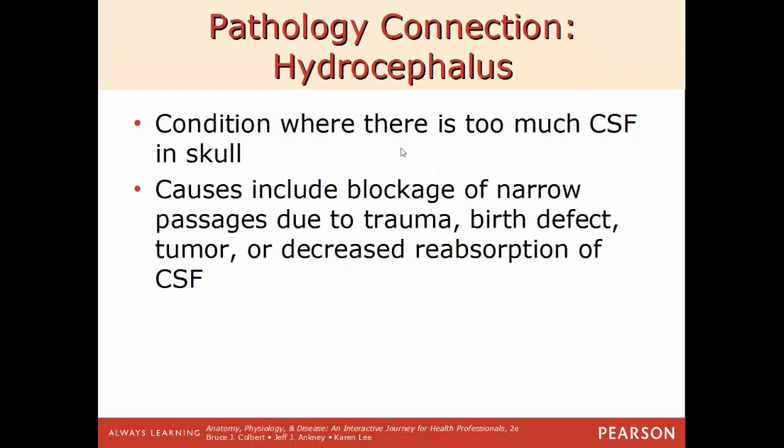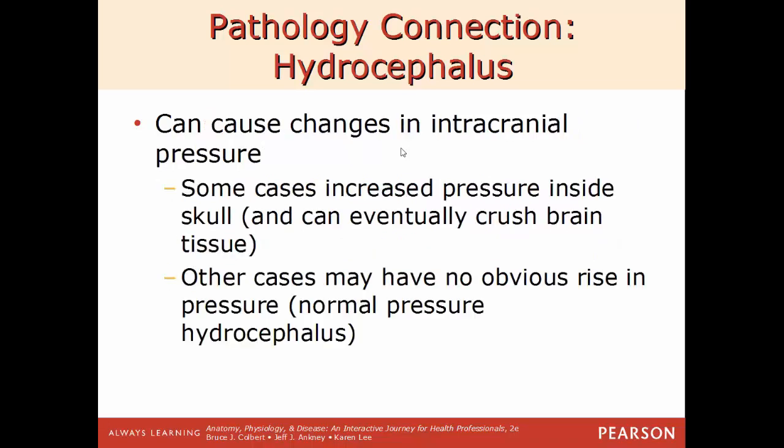Alright, now we'll talk about a pathology connection, hydrocephalus. This is a condition where you get too much cerebrospinal fluid being made in the skull. Now, causes of this could include a blockage of narrow passages due to trauma, or it could be due to a birth defect, it could be due to a tumor, or a decreased reabsorption of CSF. If it's not reabsorbed, it's going to remain floating around in the brain, so it's going to build up more and more and more. That's going to cause some changes in the intracranial pressure.